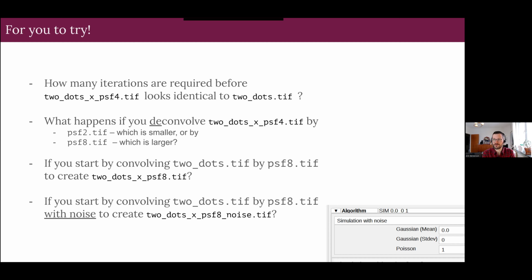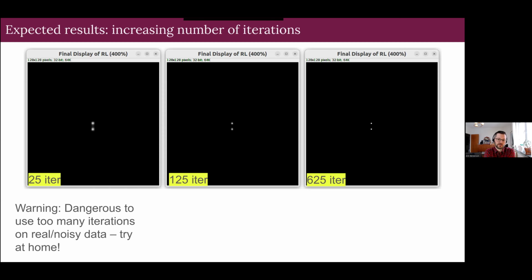All right, I intend to go on. So let's see. We start with the first question. If we increase the number of iterations, what happens? So the first result was 25. If we take 5 times that, 125, you can still see a small pattern around the dots that look like small crosses. If you take it 5 times more, up to 625, visually it looks identical.